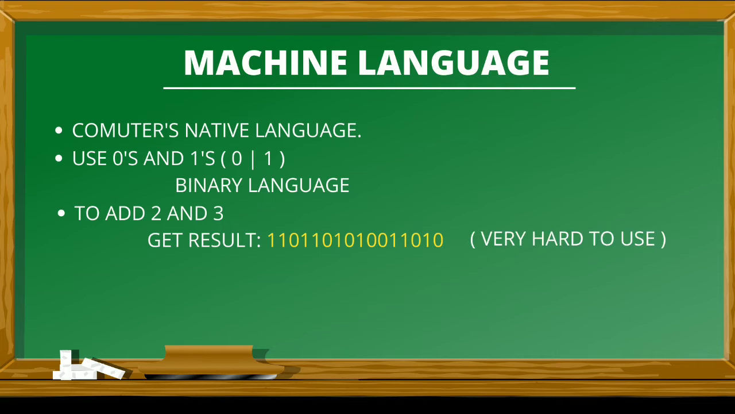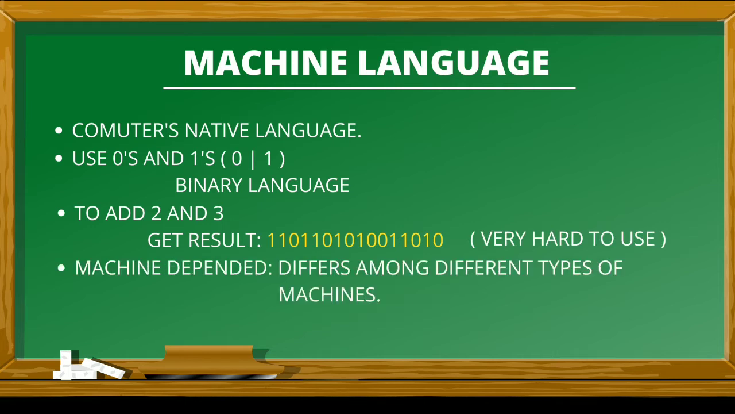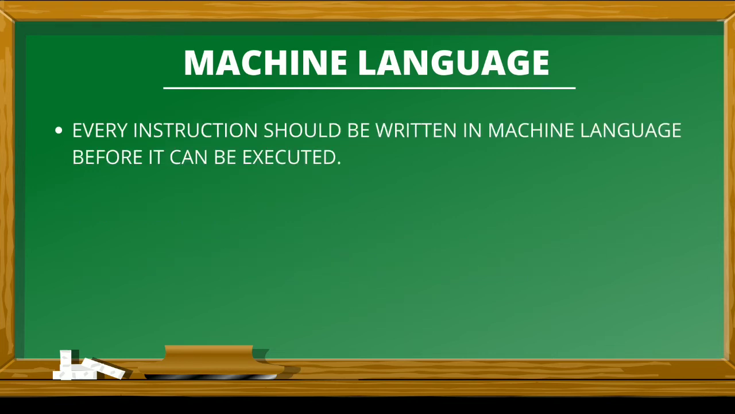Moreover, machine language is machine dependent, so it differs among different types of machines. So this code over here might work on a certain machine and it might not work on another machine. So this is what we mean by machine dependent. Now let me tell you, every instruction should be written in machine language before it can be executed.